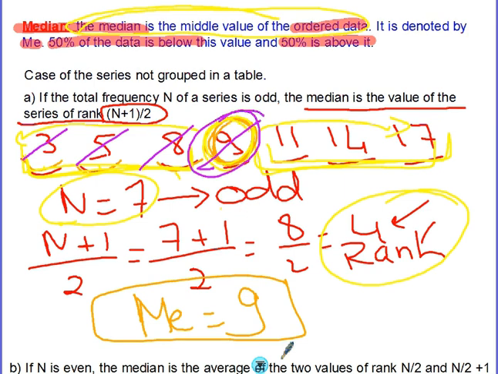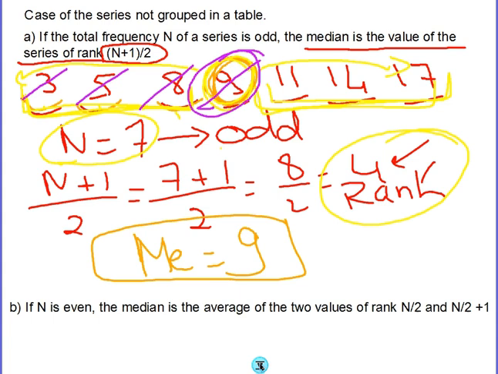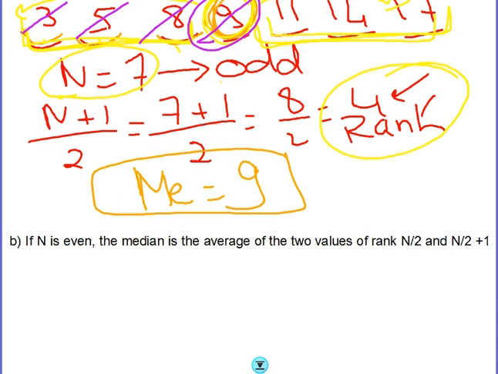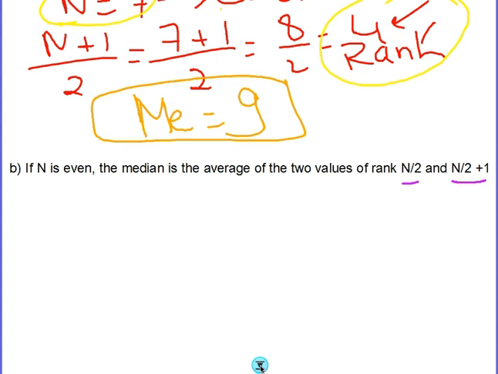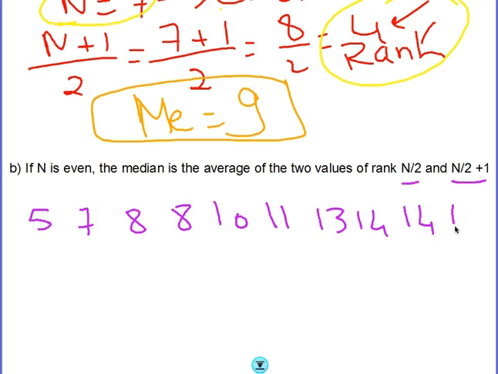What if the frequency is even? If n is even, the median is the average of the values of rank n/2 and n/2 plus 1. Let's take an example. Let's say you have this series of values: 5, 7, 8, 8, 10, 11, 13, 14, 14, and 16.